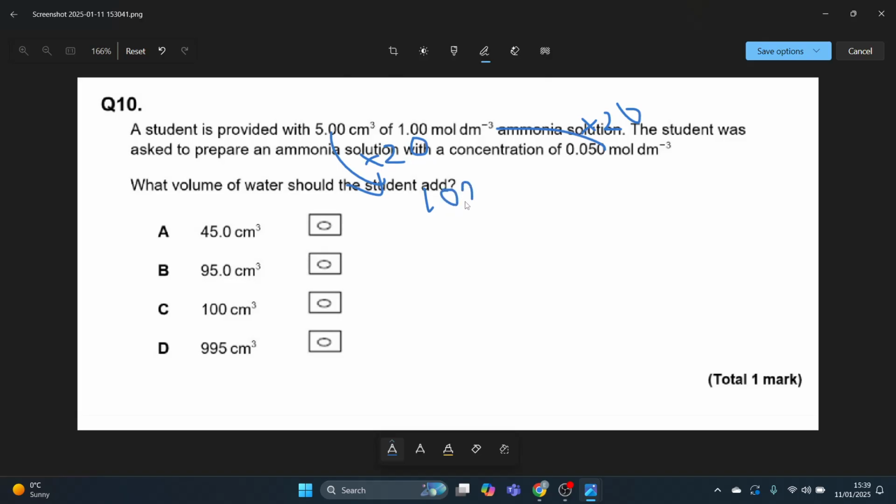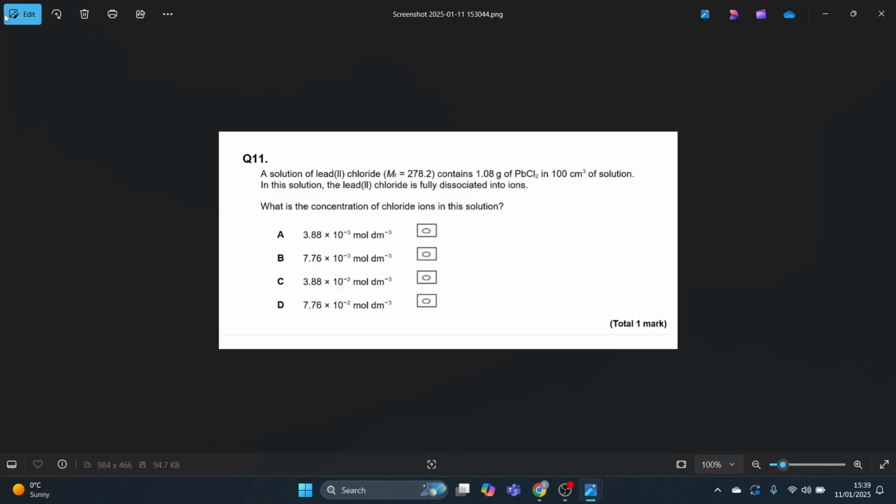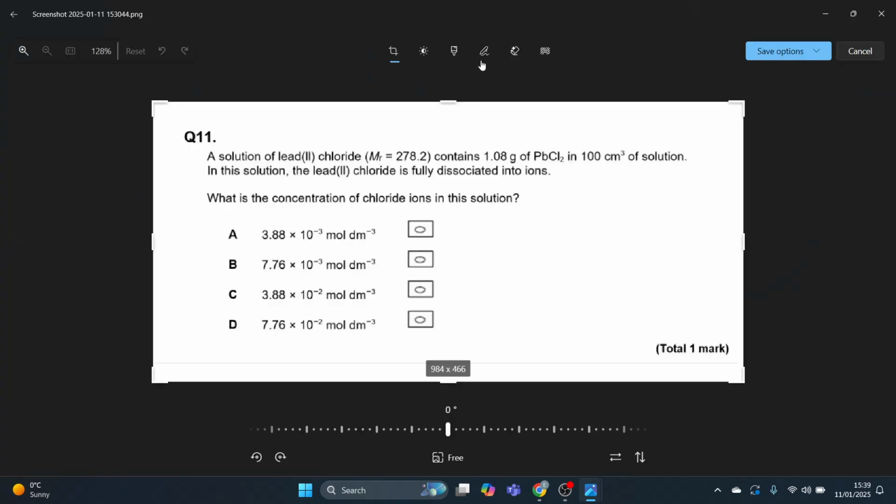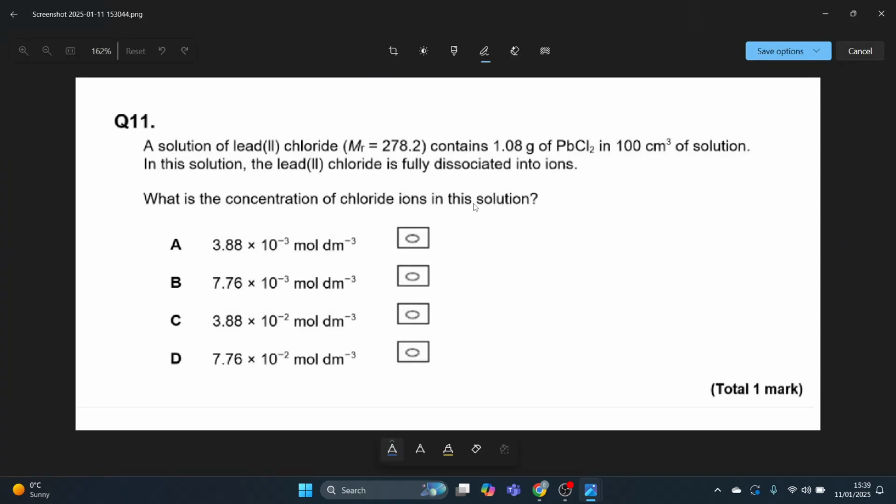So that's 100, but we're not adding 100 centimeters cubed. We've already got initially 5 centimeters cubed. So to get a total of 100, we need to add 95 centimeters cubed. And that trick at the end is what I think is the reason they put those kind of questions, because most students fall for that trick.